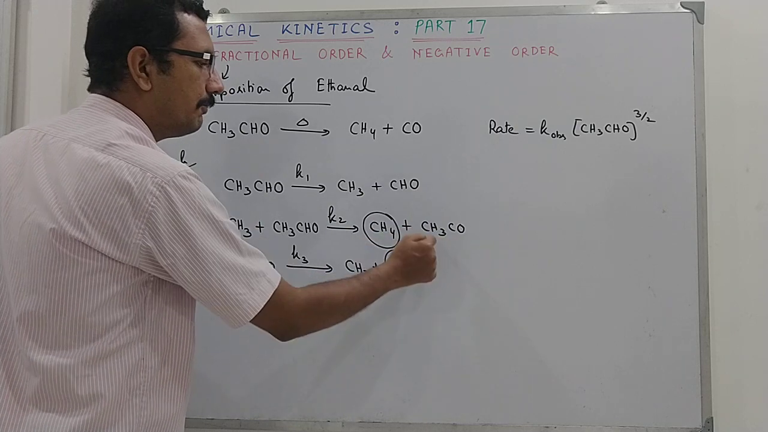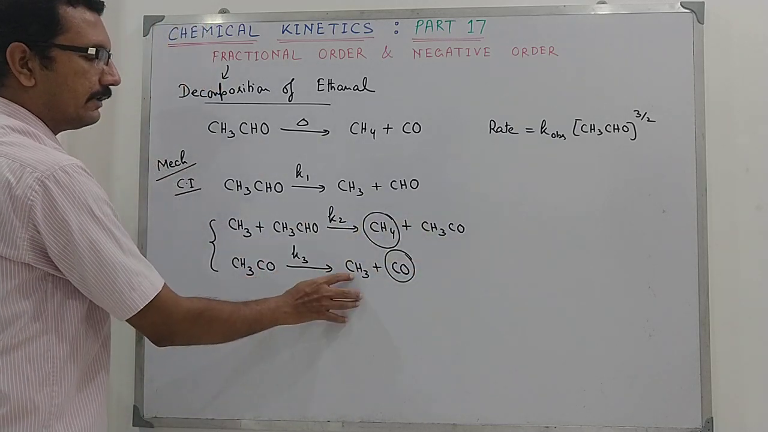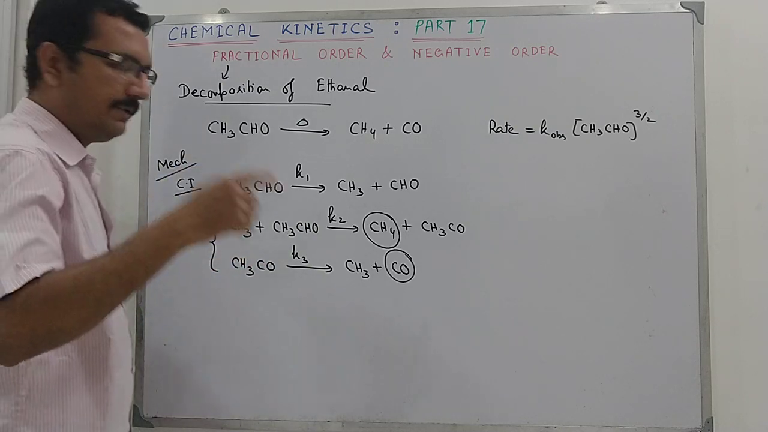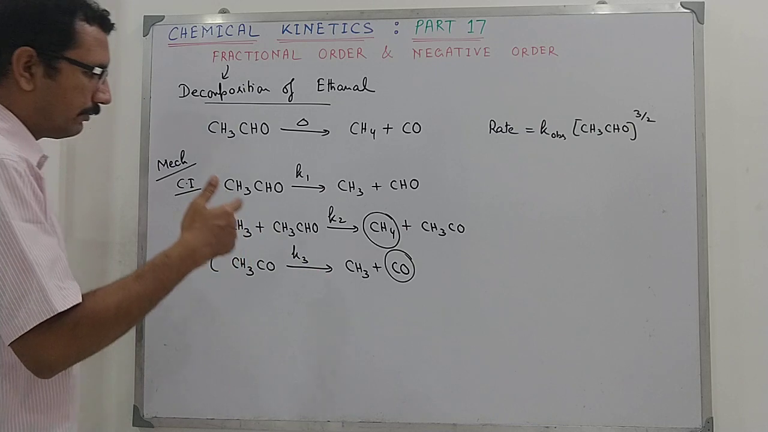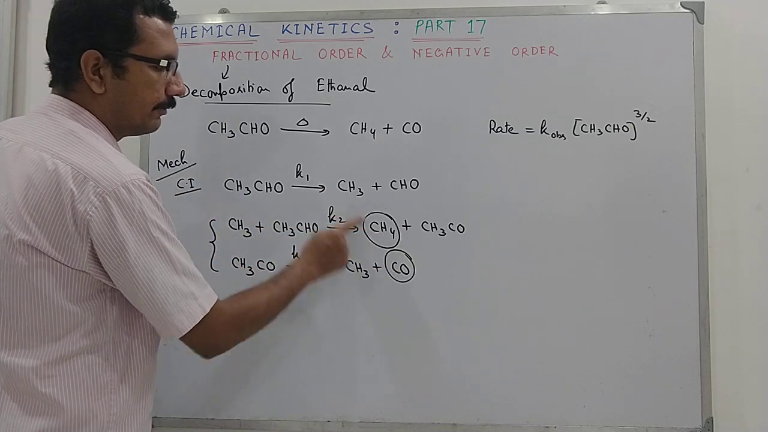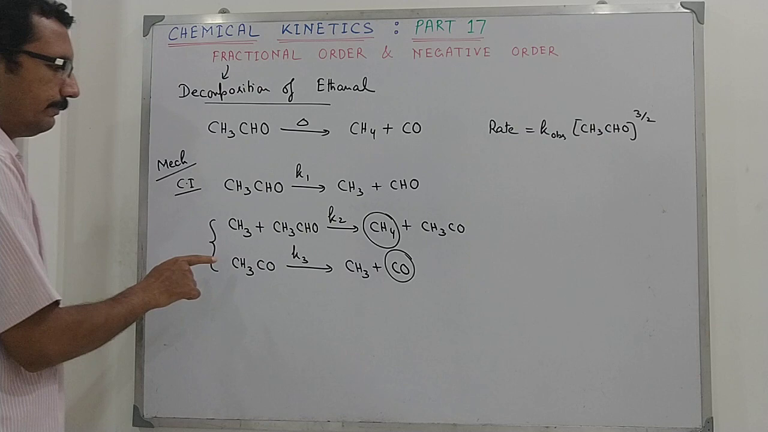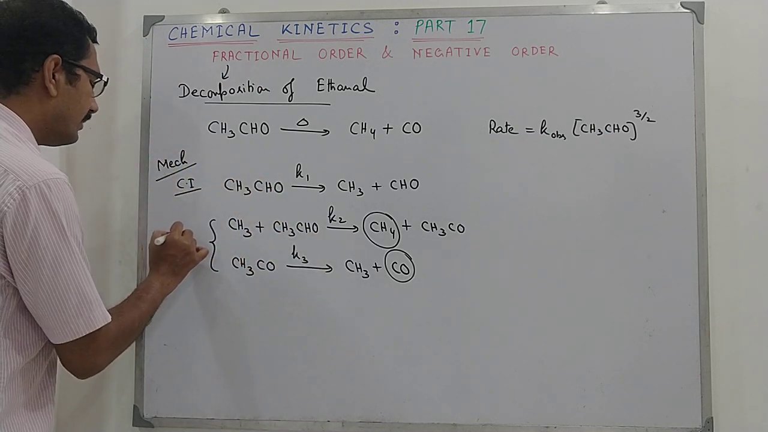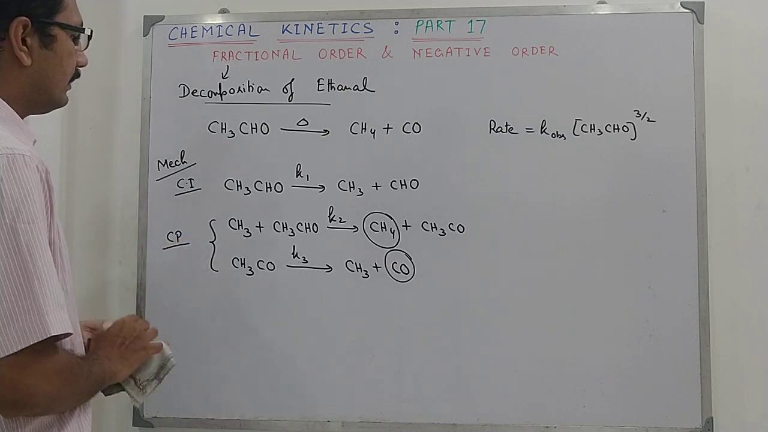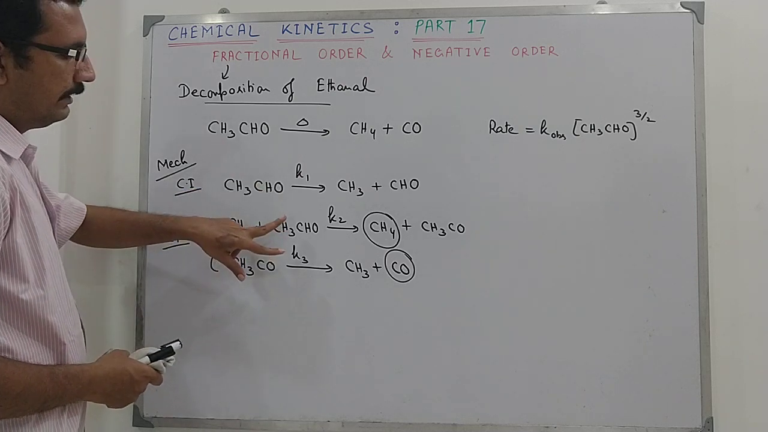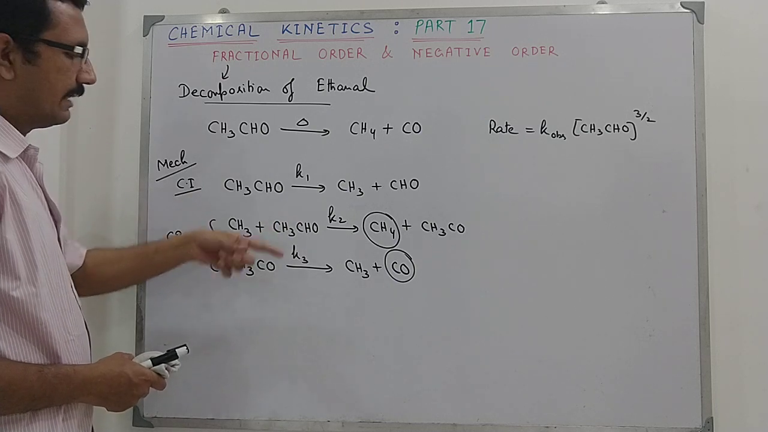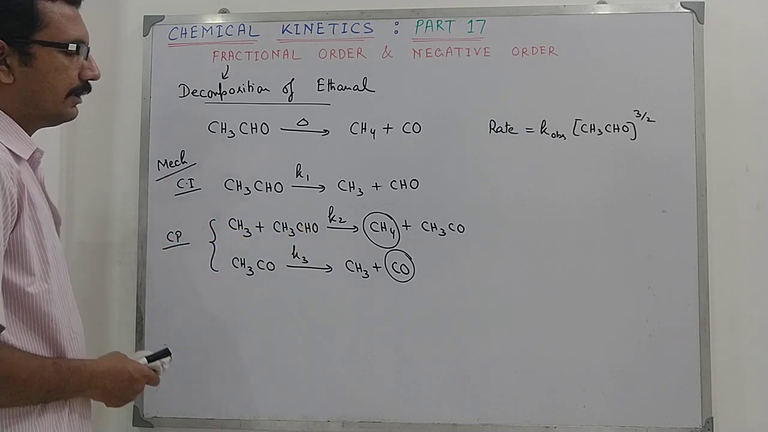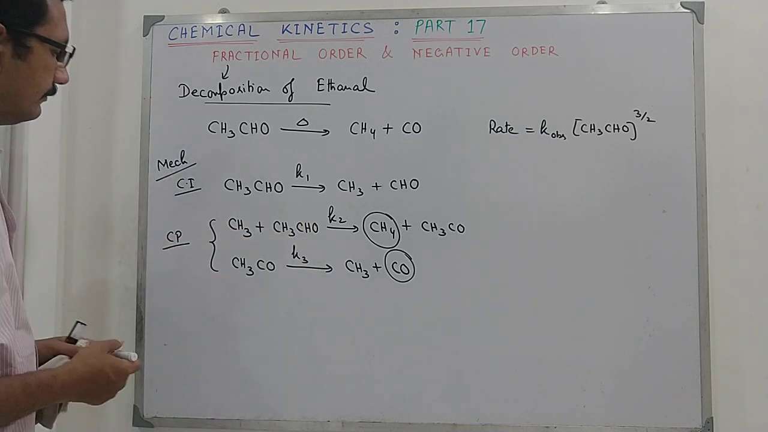Now what this CH3CO will do? It will decompose to give another CH3 and CO. So this coupled reaction will repeat and repeat and repeat, to give products CH4 and CO. Now this will continue until there is ethanol within the reaction vessel. So this is called chain propagation. That is, after this step, these two steps repeat multiple times until this ethanol molecule gets finished.